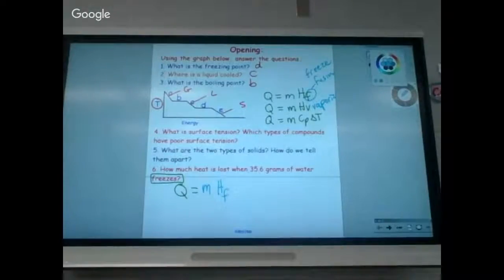No, like, what if it says steam? If it says steam, it's like evaporation. Evaporation. Yep. Okay. Great. All right.